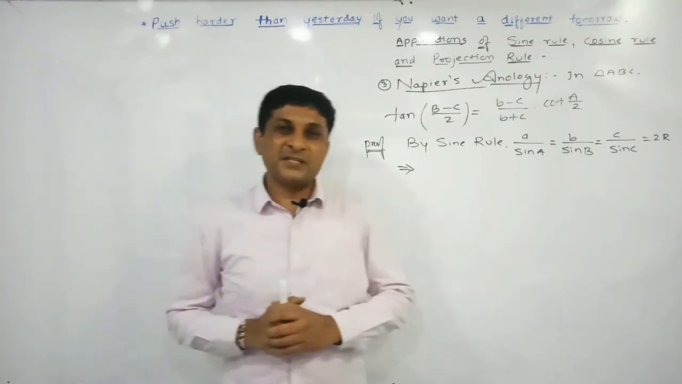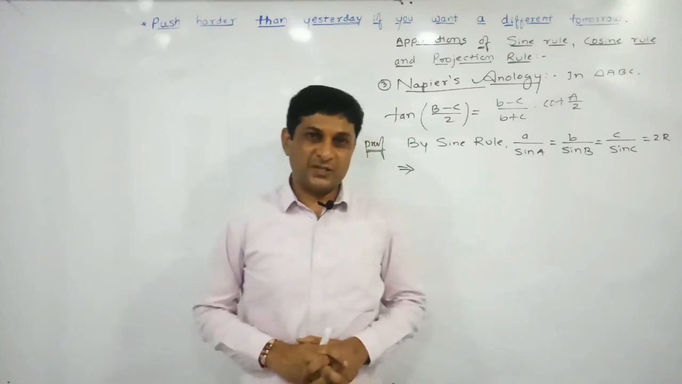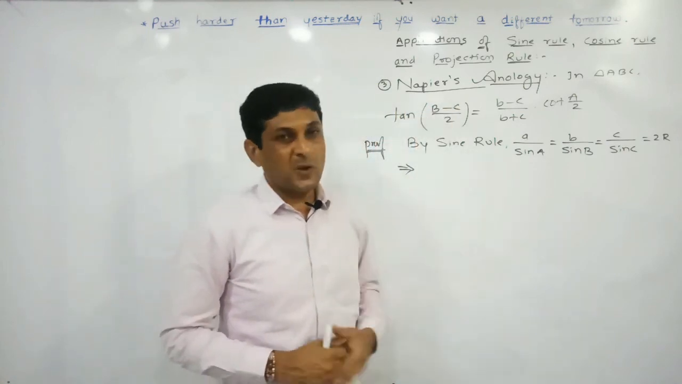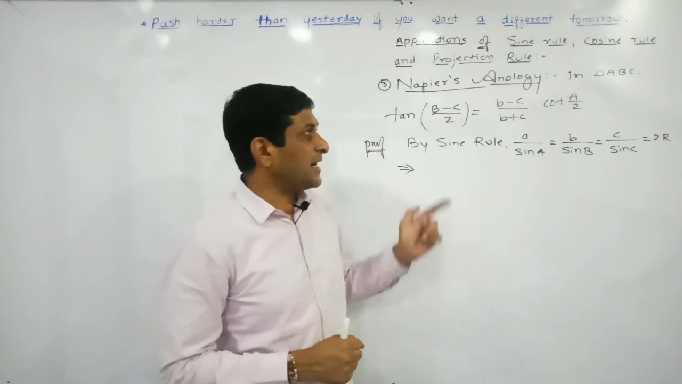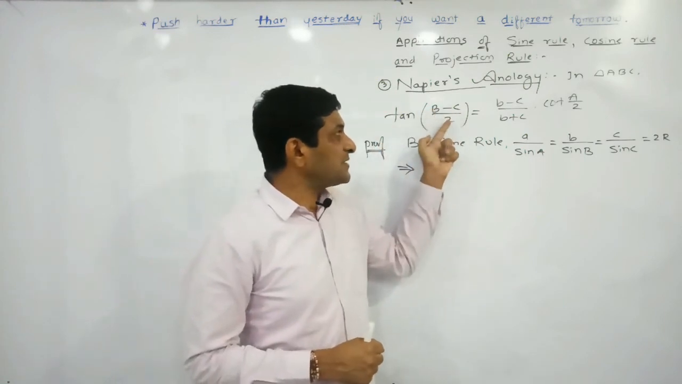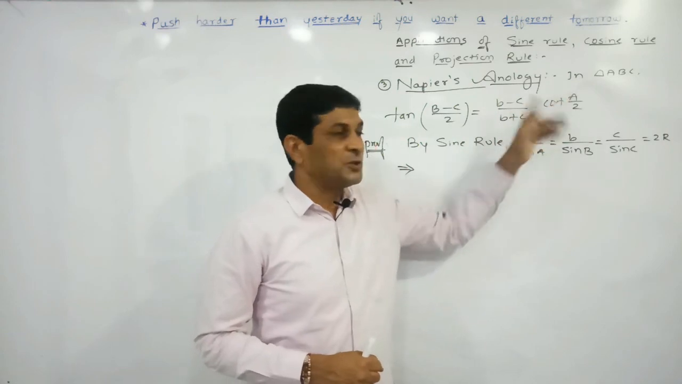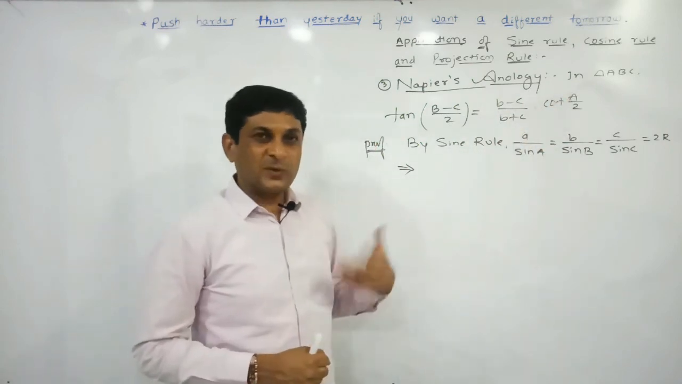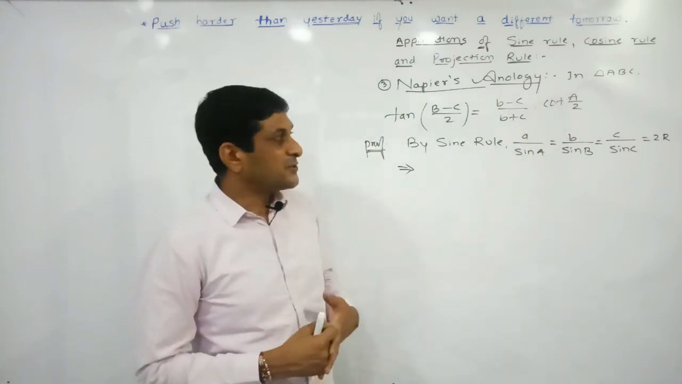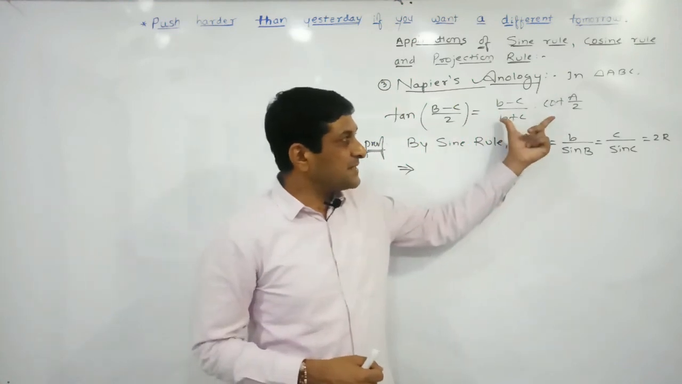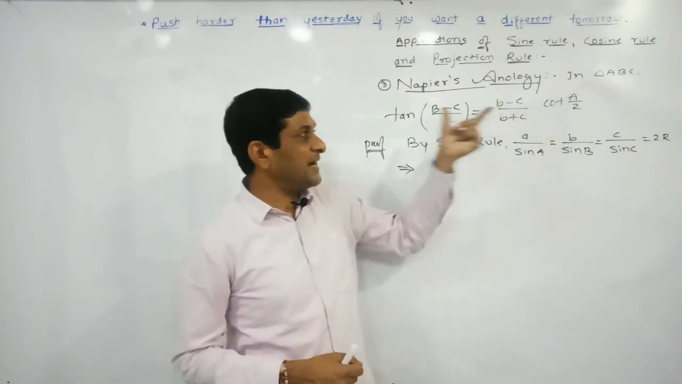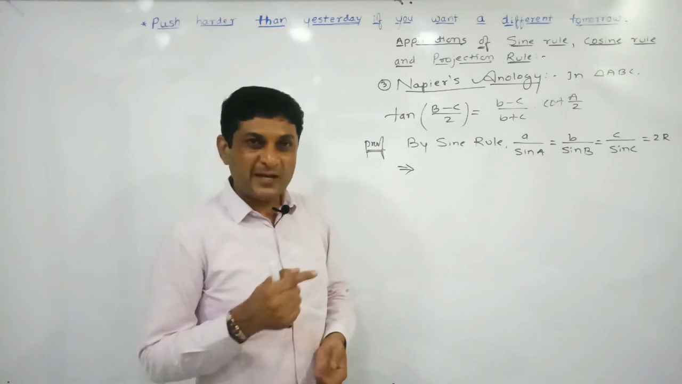Now let us discuss the last application, that is Napier's analogy. In this case we have to show that tan((B minus C)/2) is equal to ((b minus c)/(b plus c)) into cot(A/2). So let us try to prove this formula. In this case we are considering the right hand side, and we are trying to show that its value is equal to the left hand side.